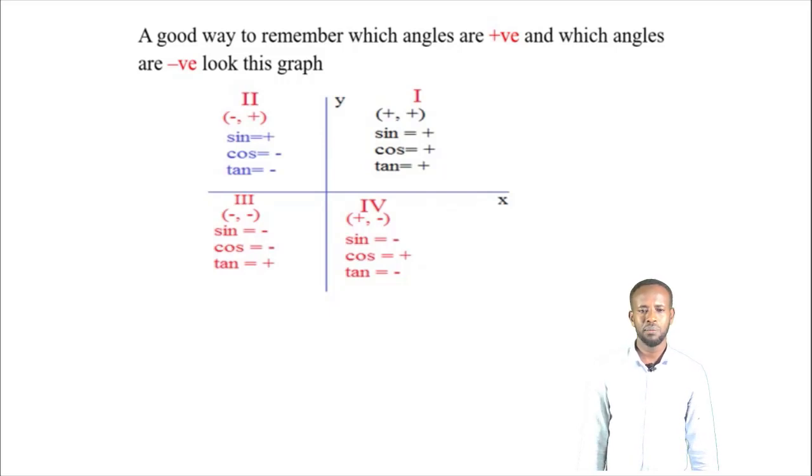Look at quadrant 3, both of them are minus, minus, isn't it? In the third quadrant, the negative x-axis and negative y-axis. So here, sine is negative, cos is negative, only tan is positive in quadrant 3.